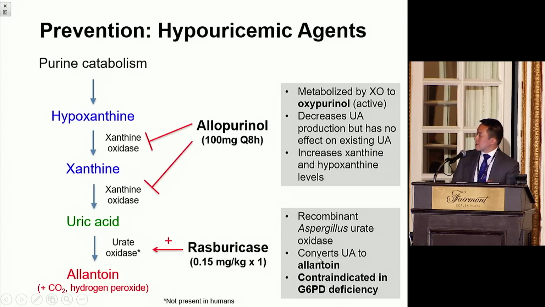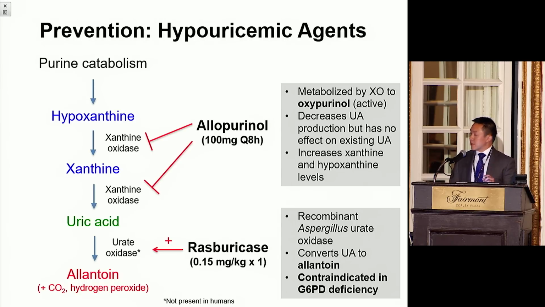Rasburicase is a recombinant form of the enzyme called urate oxidase, which is an enzyme present in most mammals but not in humans. And urate oxidase converts uric acid into the more water-soluble allantoin, as well as carbon dioxide and hydrogen peroxide. A single dose of rasburicase effectively lowers serum uric acid levels within hours. So this is the drug of choice in patients who are at high risk of developing tumor lysis. Now, one thing to remember, rasburicase is very expensive, which is an important thing to think about.